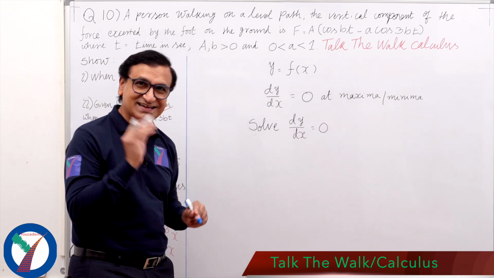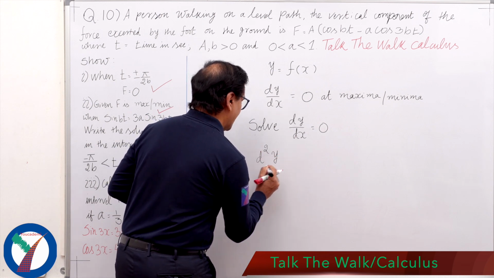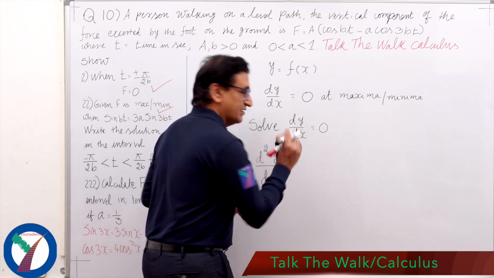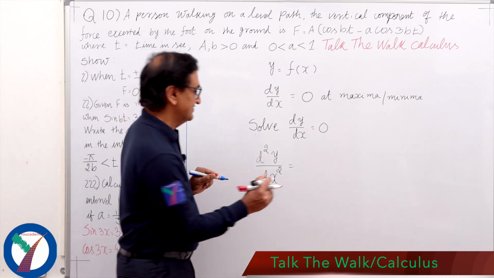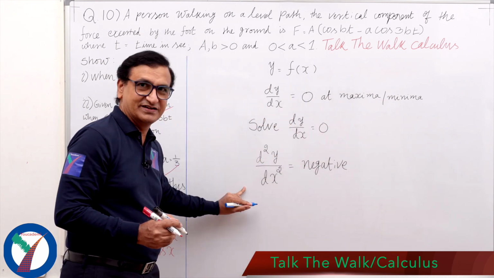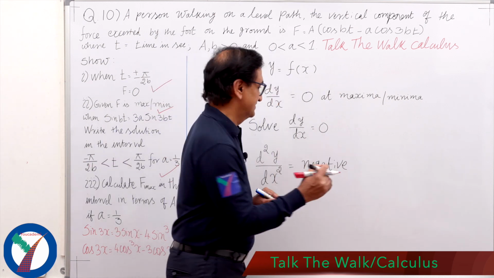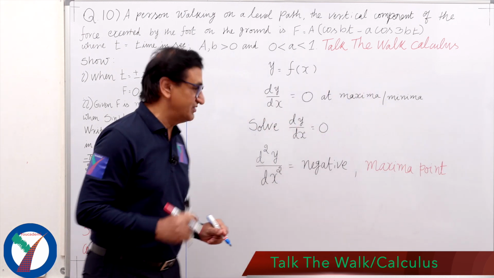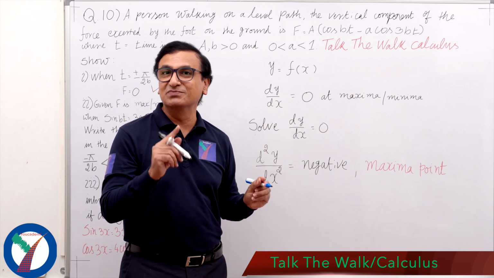Then you take the second derivative, that is d square y by dx square. Now, you apply the solutions to the second derivative, and if it is negative, then the point is maximum. And when you apply the solutions here, if the second derivative is positive, that point is a minimum point.